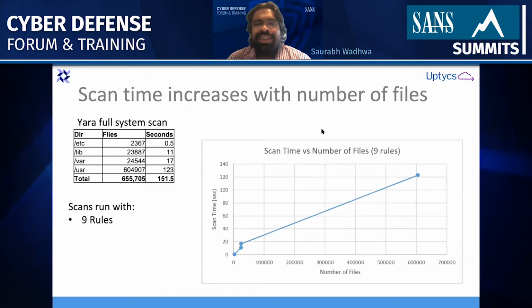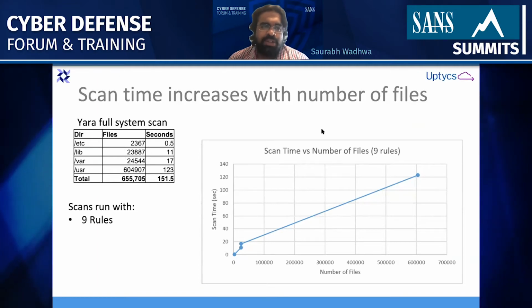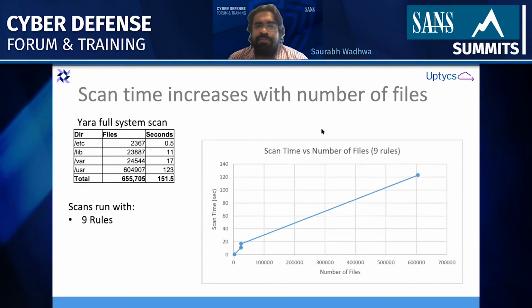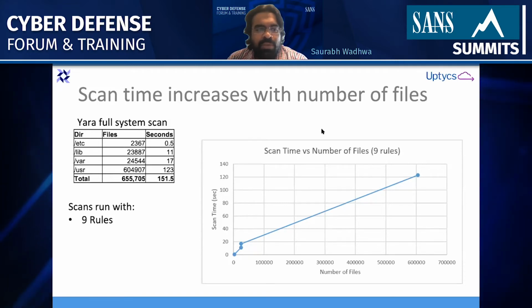Now let's focus on the analysis of YARA, the performance. Scan time increases with the number of files. On the left-hand side, the table shows the directory, the number of files, and the number of seconds it took to run the complete scan. In the etc directory, there were close to 2,400 files. It took half a second, not bad, pretty good. But when we went to the user directory, it had close to 604,000 files, and the time taken was a little over 2 minutes, but the collective time was 2.5 minutes.